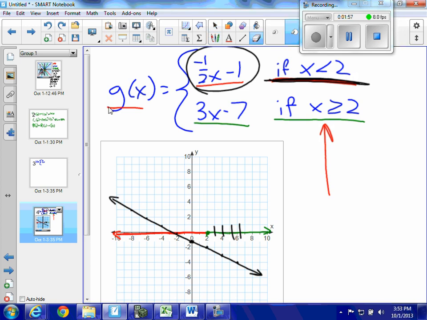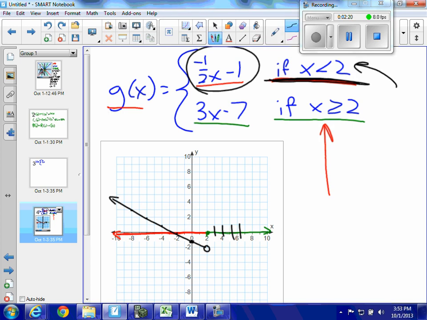So I'm going to go ahead and erase every part of that function where x is greater than or equal to 2. And since it's less than 2, I'm going to put an open dot right there at the 2. So what I've graphed right there is negative 1/2 x minus 1 if x is less than 2.